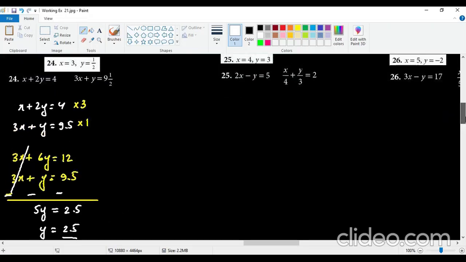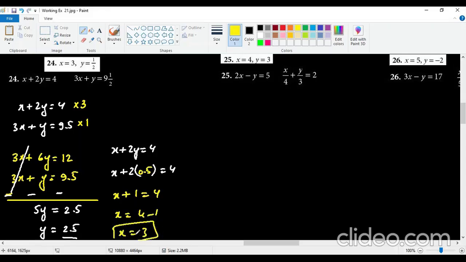Now to find the value of x, it's saying x plus 2y equals 4. So x plus 2 times the value of y, which is 0.5. 2 times 0.5 gives us 1, and x will be equal to 4 minus 1, which gives us the value of x as 3, that you can see in the answer also.